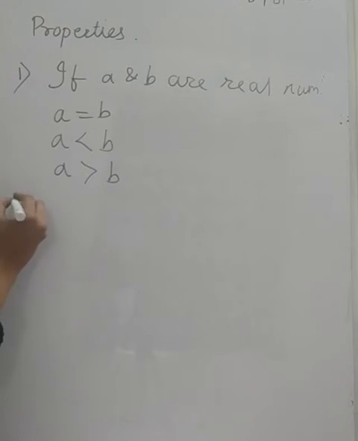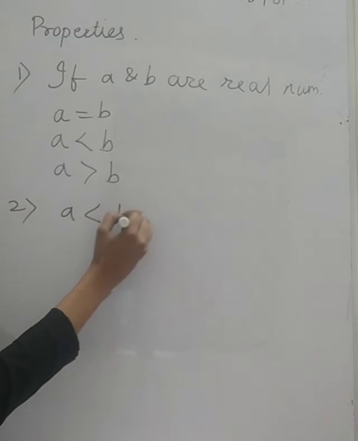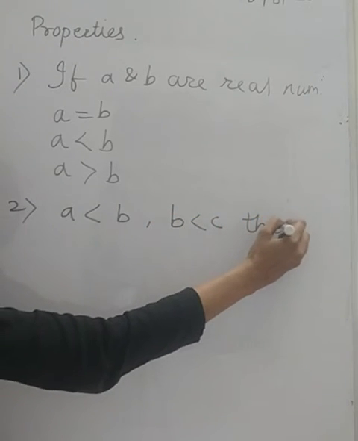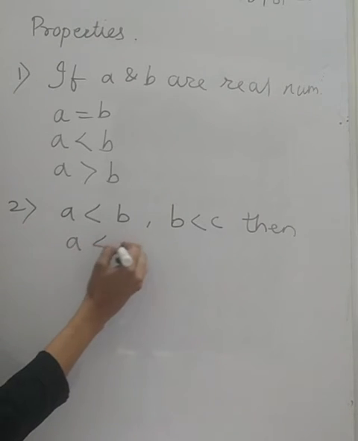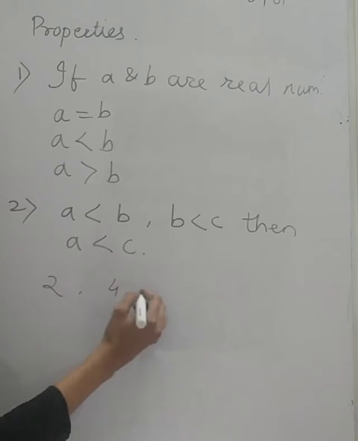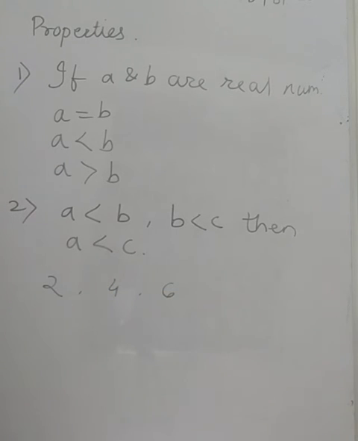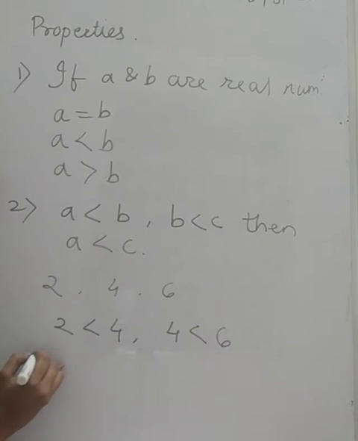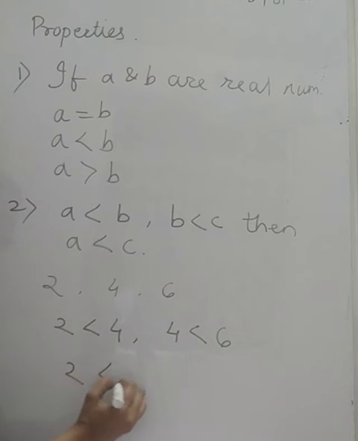Now what is the second property? The second property says if A is less than B and B is less than C, then A will be less than C. Let me give you an example. 2, 4 and 6. If these three are real numbers, then 2 is less than 4 and 4 is also less than 6. So therefore we can write 2 is less than 6, which is true, right? So this is the second property.